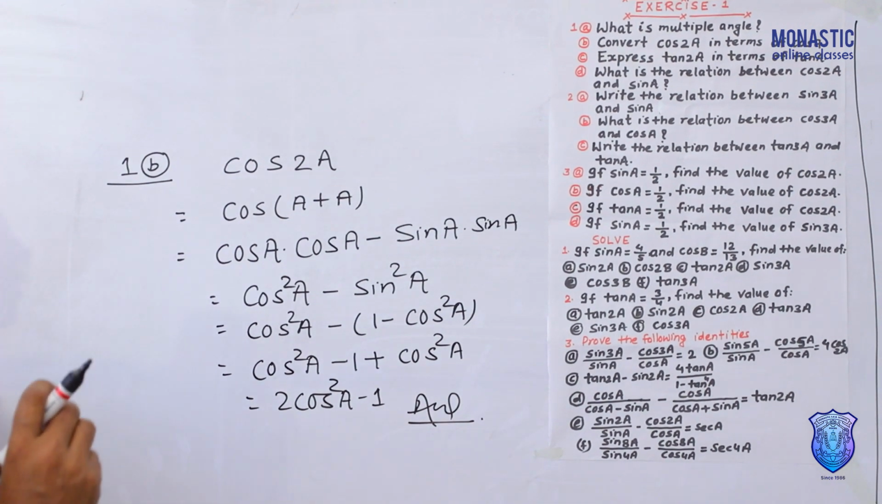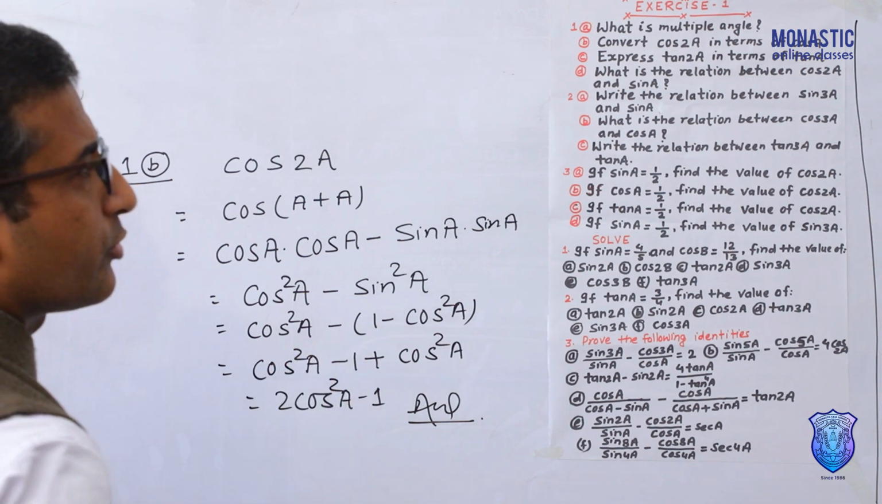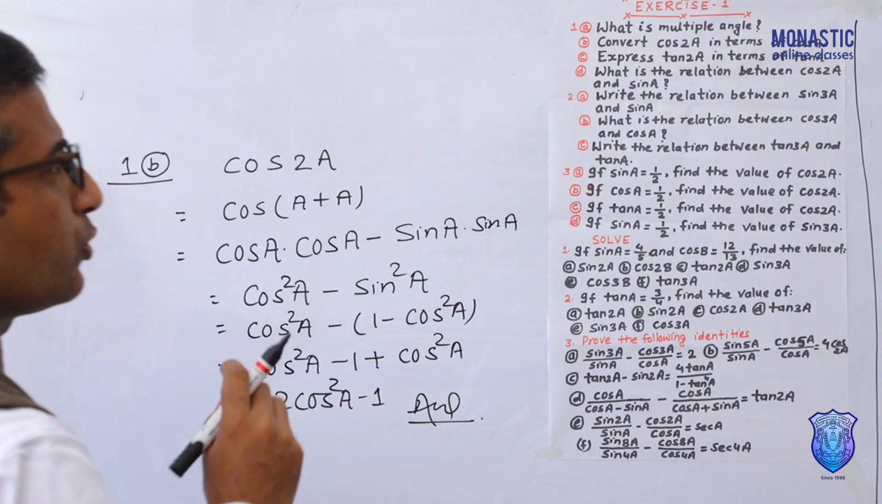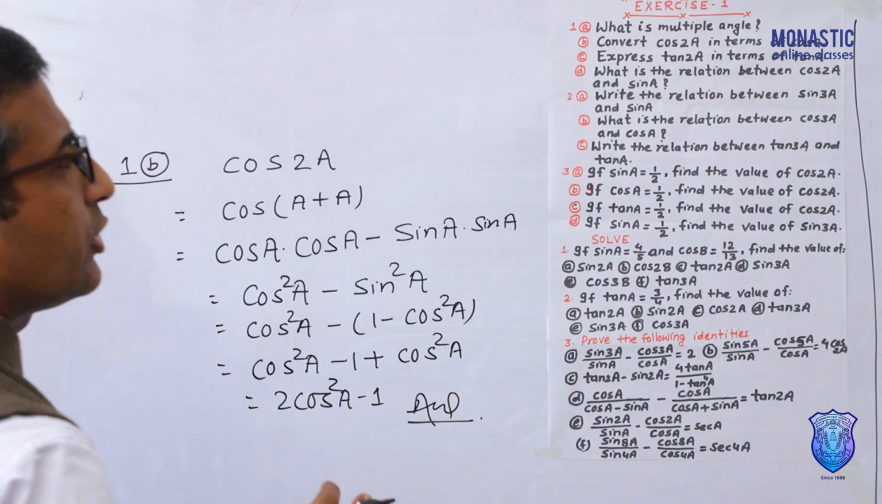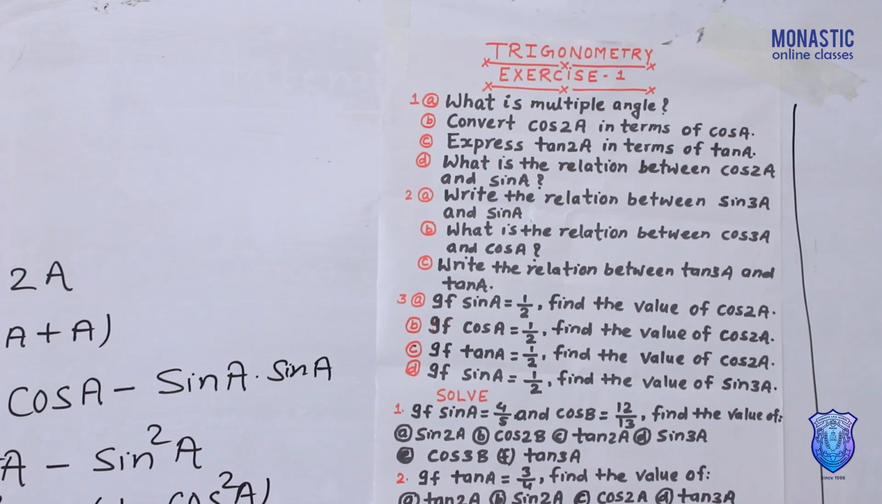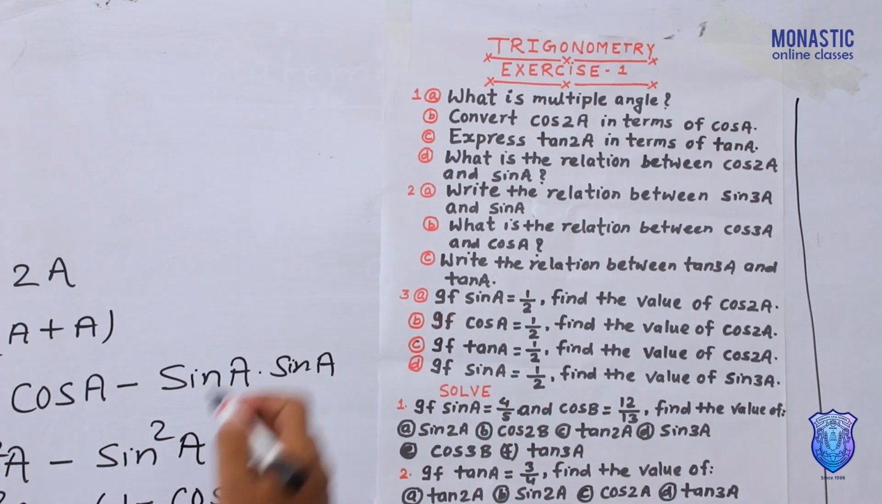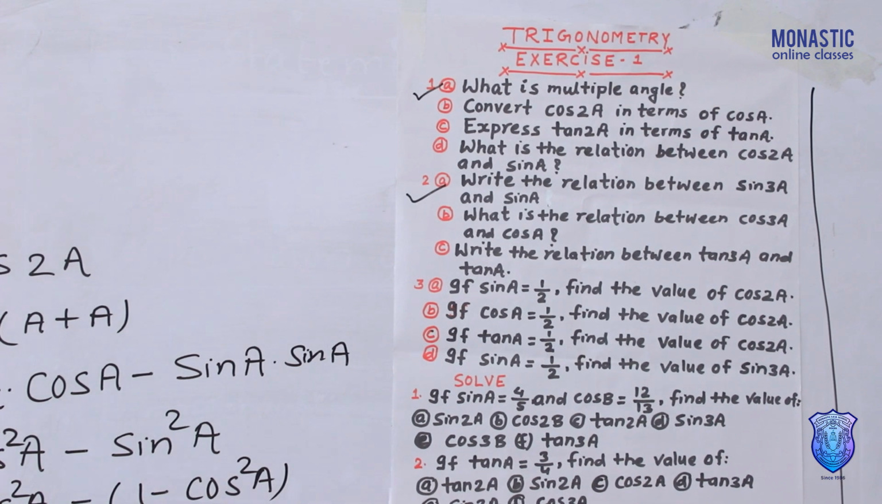Now you can do the same way for the others. You have to express cos 2A in terms of sin A and in terms of tan A. We have learned in question number 2 also how we can prove the relations: sin 3A in sin, cos 3A in cos, and tan 3A in tan. So I think you are able to do all these questions of number 1 and 2.